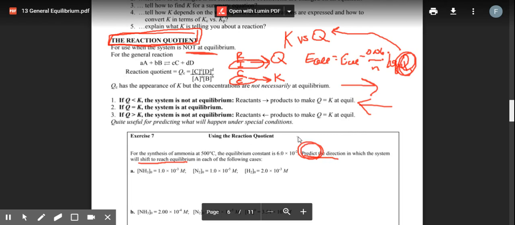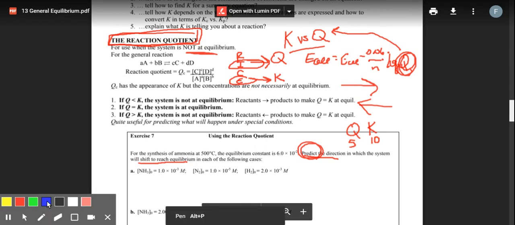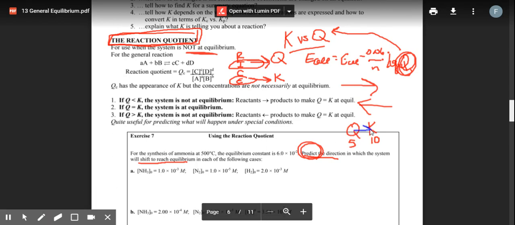What we're going to do is solve for Q. Once we solve for Q, we are then going to compare it to our K. Now, if our K, and I'm just giving an example here, is equal to 10, and we calculate our Q by setting up our expression using initial values, and our Q ends up being less than K, let's say that our Q is equal to 5, what that means is that our reaction is going to have to keep making products. So it's going to shift to favor the products in order to reach equilibrium.